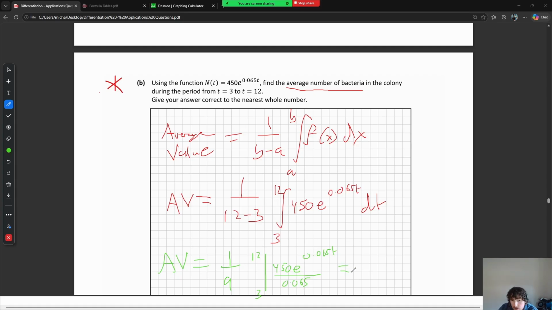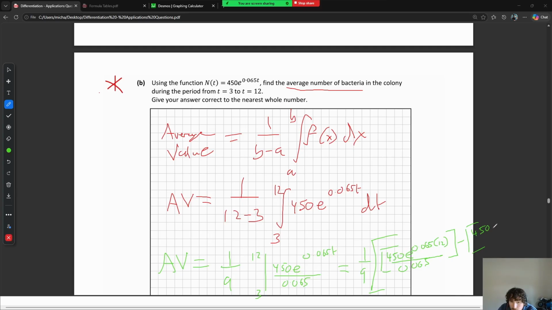Great, and so then this here is going to be the 9th outside, and then there's going to be 2 square boxes. First square box is when you put the upper limit in, so that will be 450 e to the 0.065 times 12 all over. Was there a minus sign on this? No, so this was exponential growth for people who know what that means. They're good at, they've watched the previous videos and they know what exponential growth and decay are.